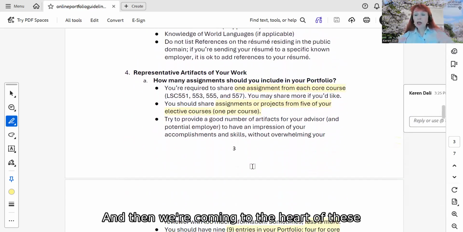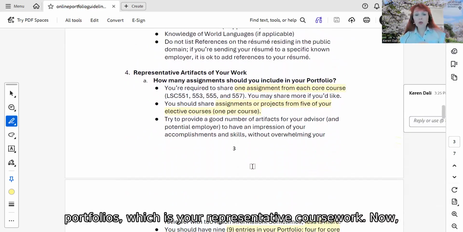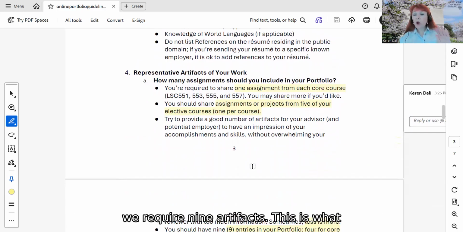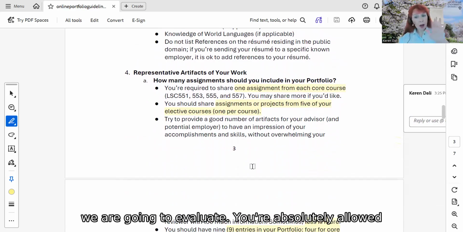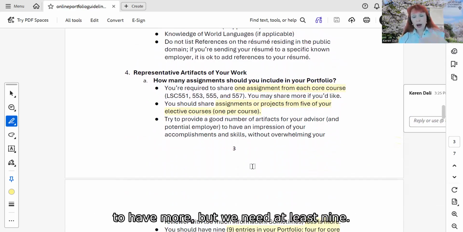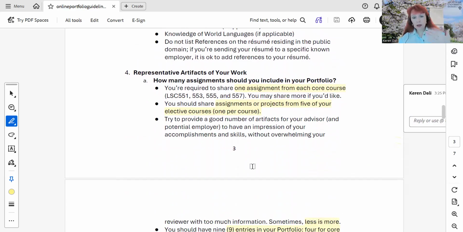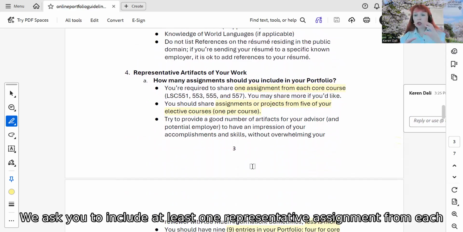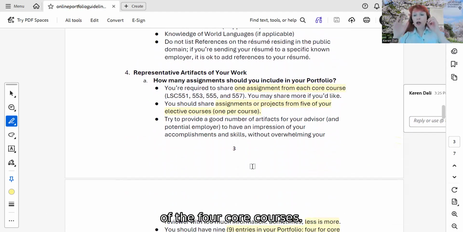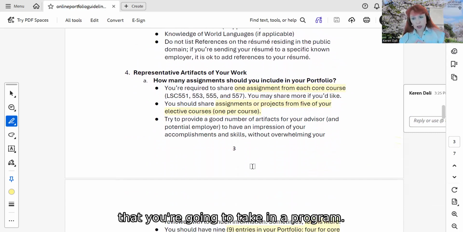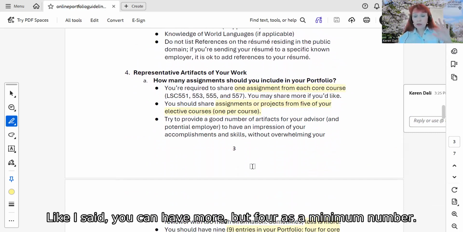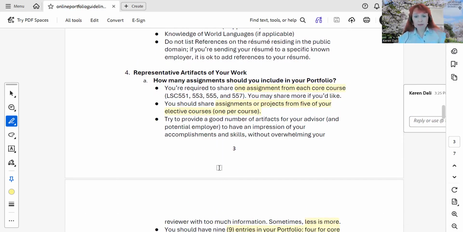And then we're coming to the heart of these portfolios, which is your representative coursework. Now, we require 9 artifacts. This is what we are going to evaluate. You're absolutely allowed to have more, but we need at least 9. We ask you to include at least one representative assignment from each of the 4 core courses that you're going to take in the program. Like I said, you can have more, but 4 is a minimum number.